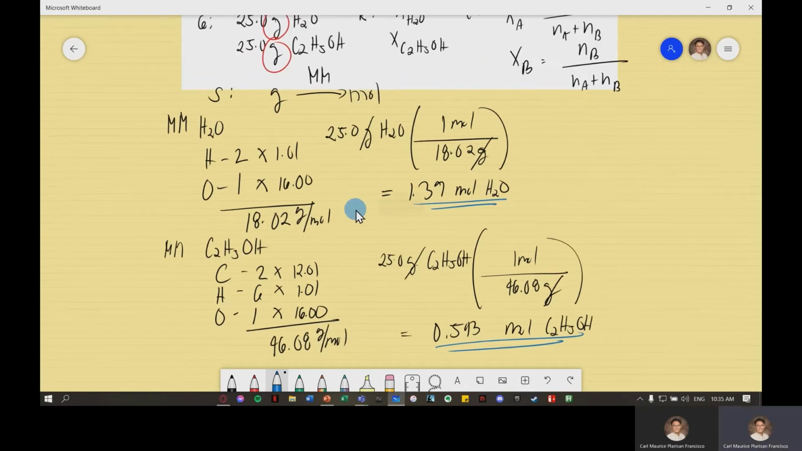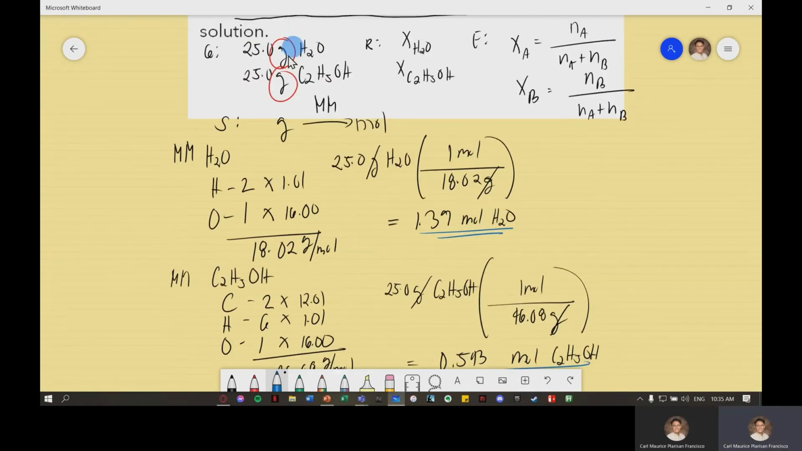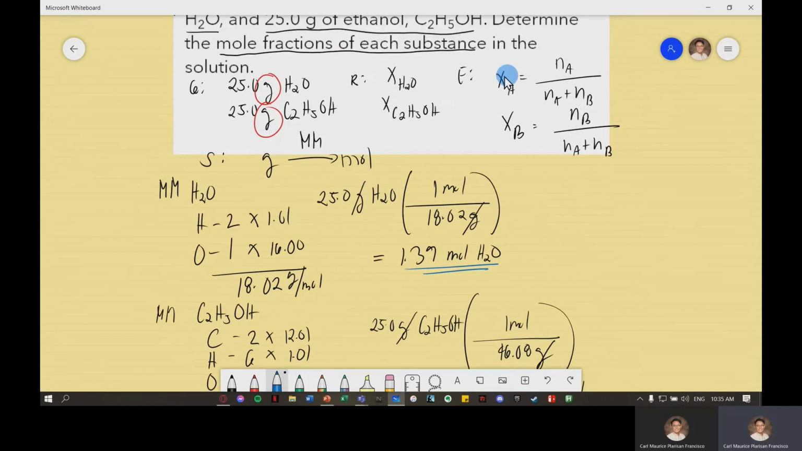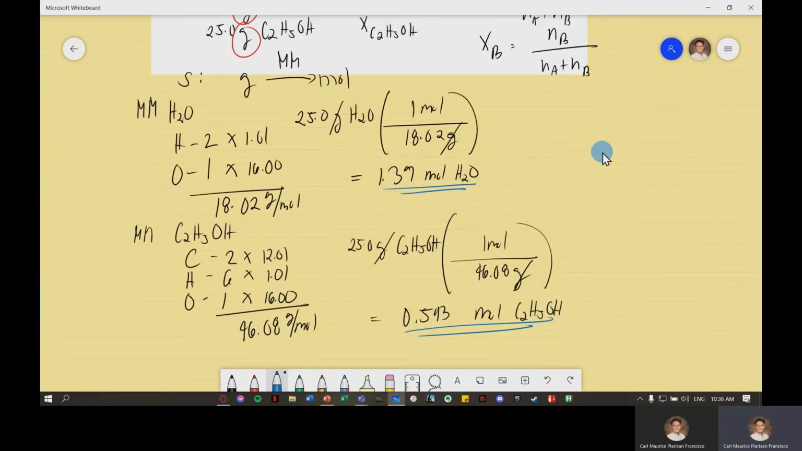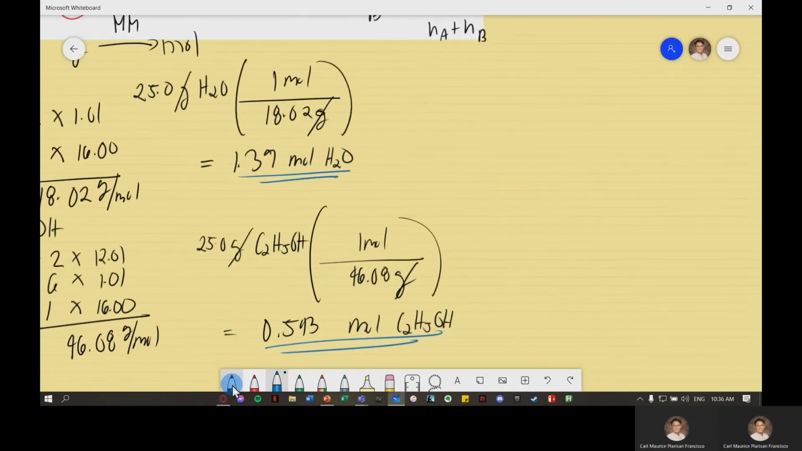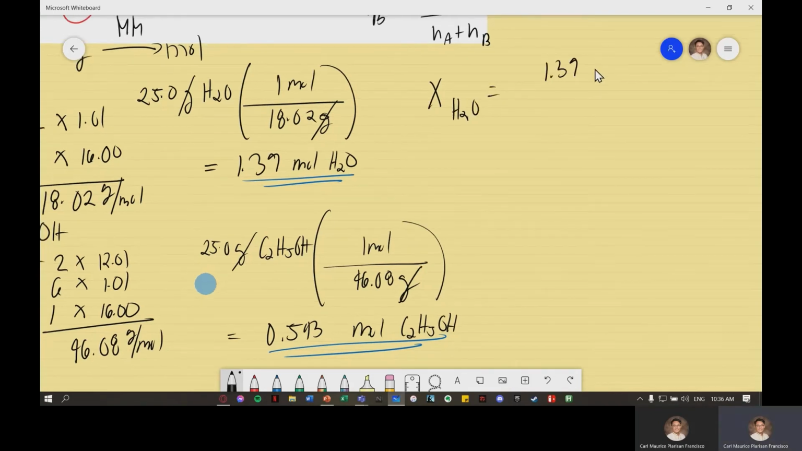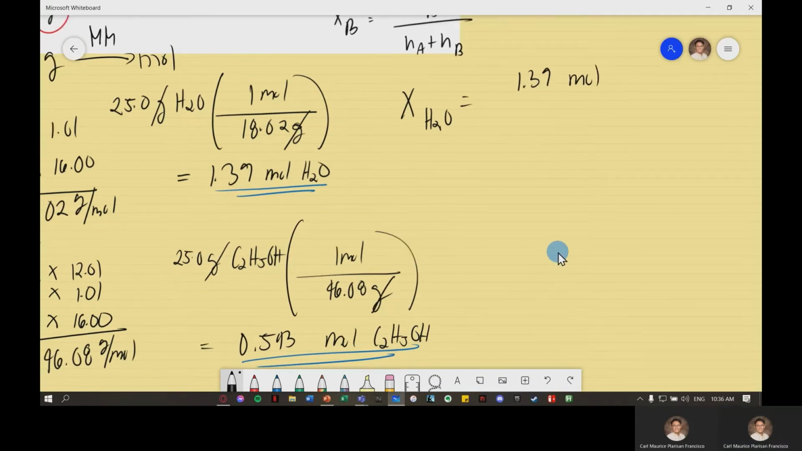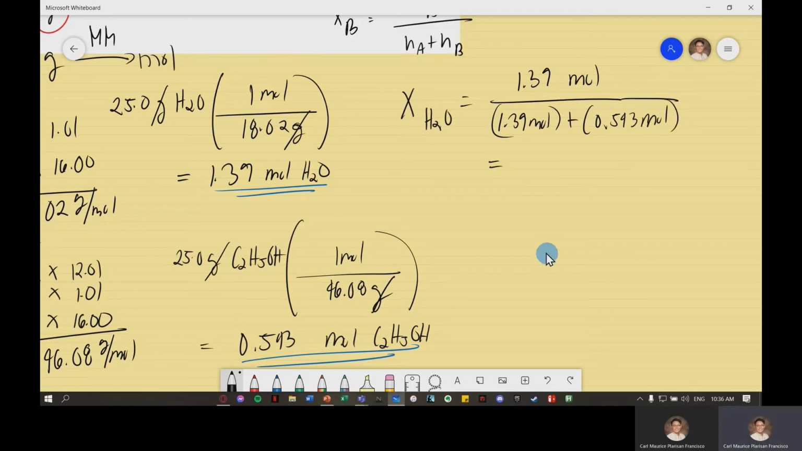Okay? Again, itinatama pa lang po natin ang unit from being gram to mole. Kasi nga ang kailangan na equation ay unit mole. Okay? Nagko-convert pa lang. We may now proceed with the main solution. Mole fraction for water. So 1.39 moles of water, all over 1.39 moles of water plus 0.543 moles of ethanol. Okay?